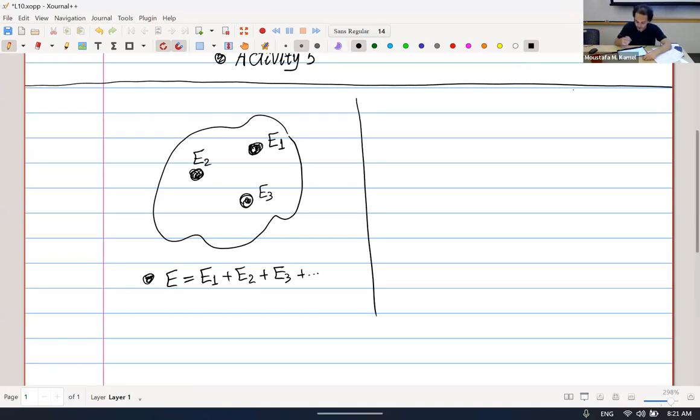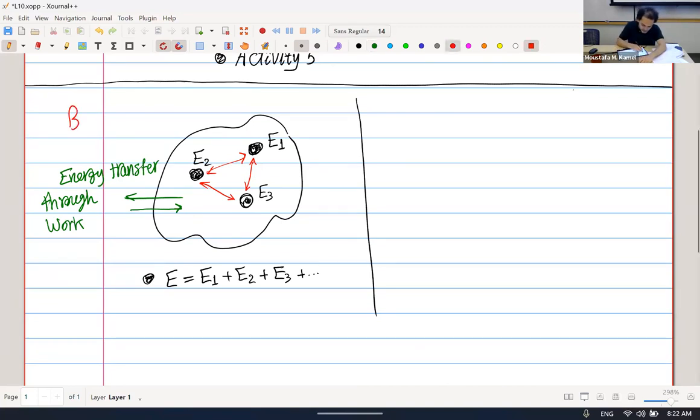We also discussed that we can have energies transformed among themselves between particles in the system. And we can have energy transfer into the system or out of the system by doing work on the system. So this is energy transfer through work. And this was the basic energy model.